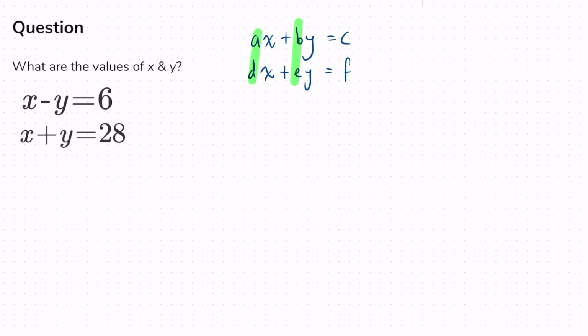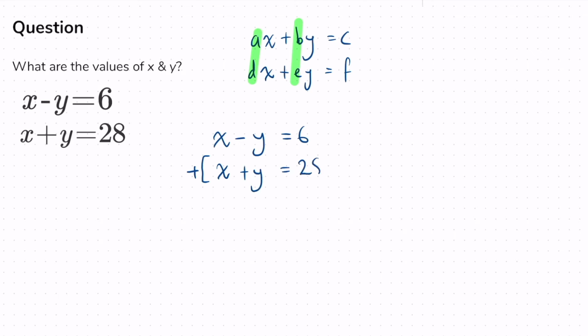So in this instance, 1 minus 1 is going to equal 0. Equally, negative 1 plus 1 equals 0. So I'm going to add them together and eliminate y. So what does that look like? I'm adding them together, and I'm going to use these square brackets here.